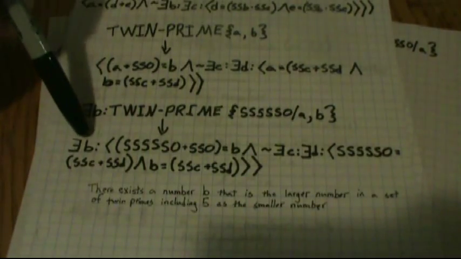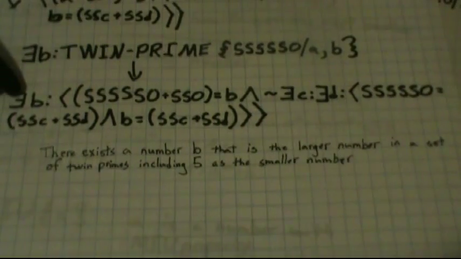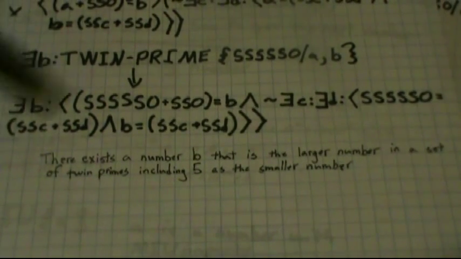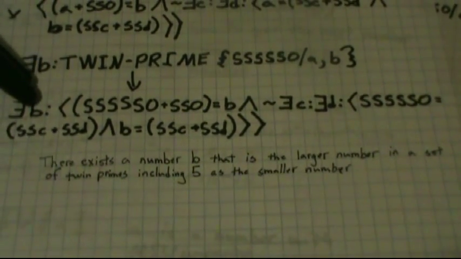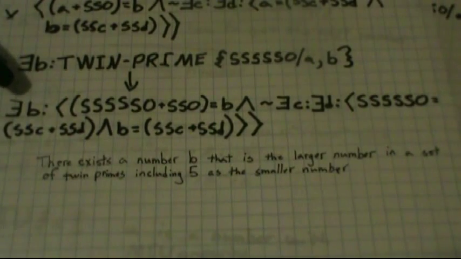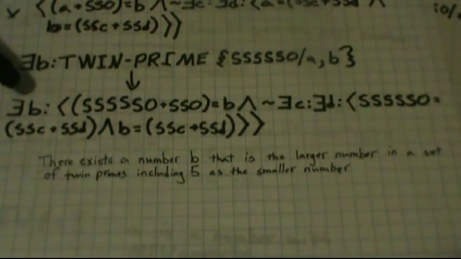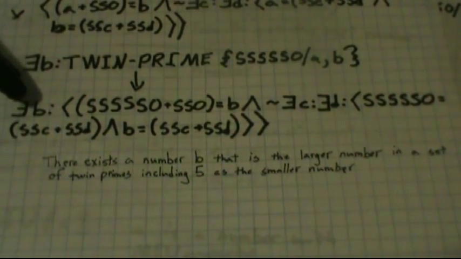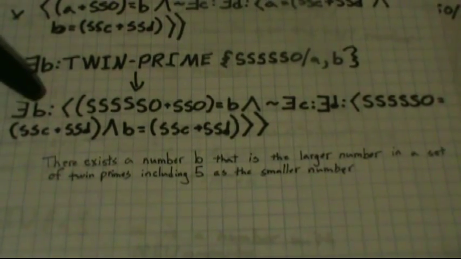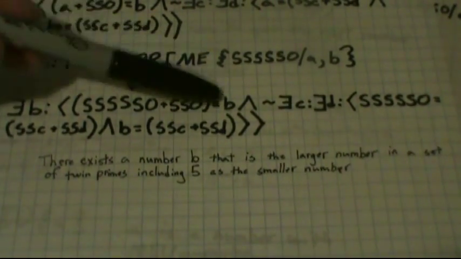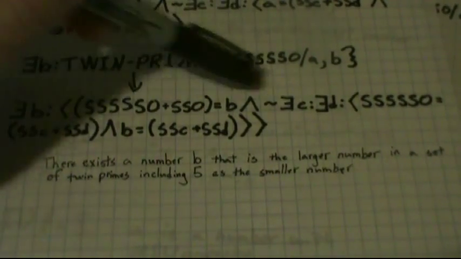And of course the result is this formula. What this is saying is that there exists a number B that is the larger number in a set of twin primes, including 5 as the smaller number. We happen to know that this is true, in fact. If you substitute the number 7 in for b, it's going to satisfy this.